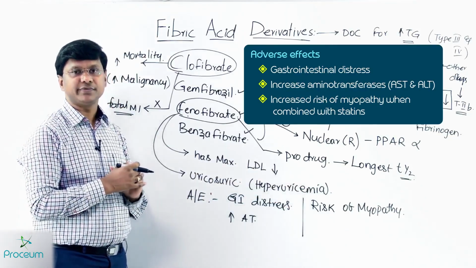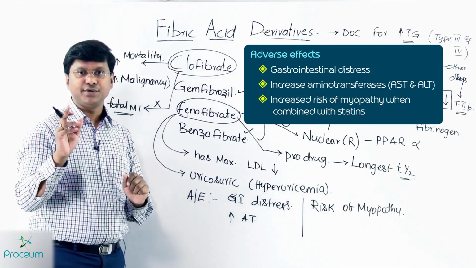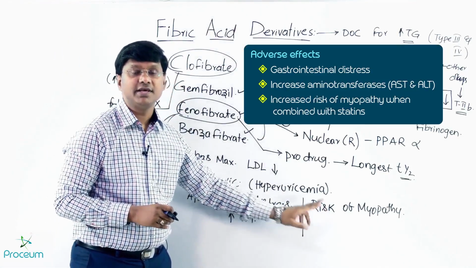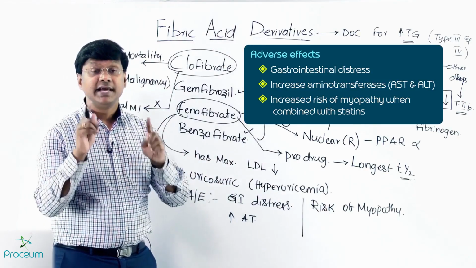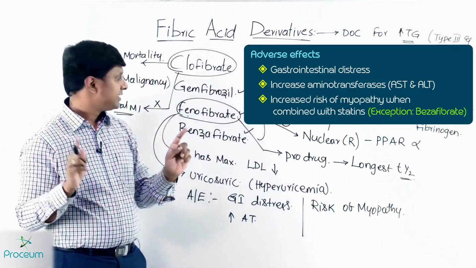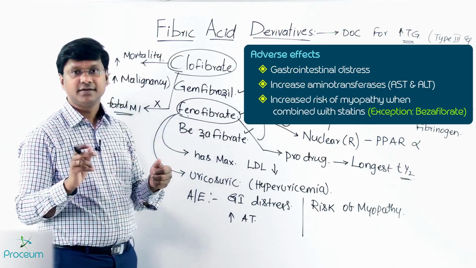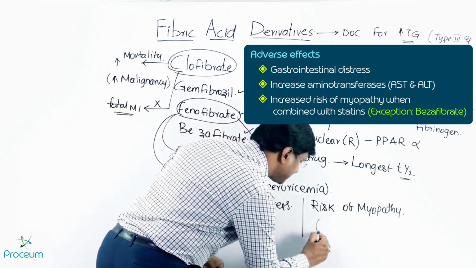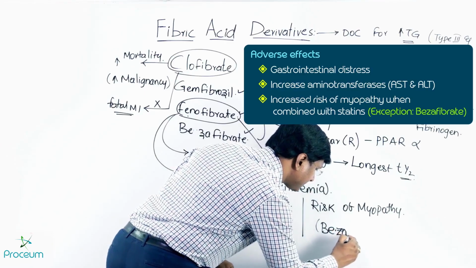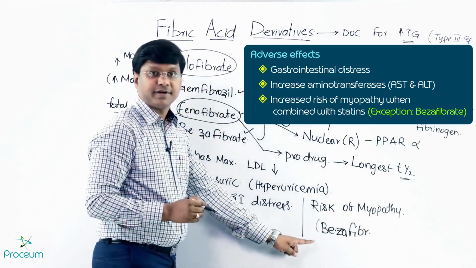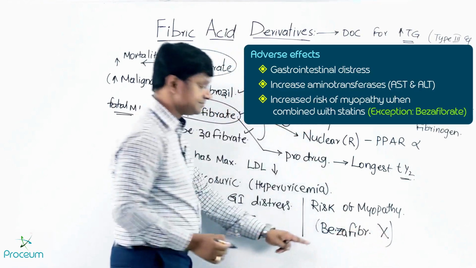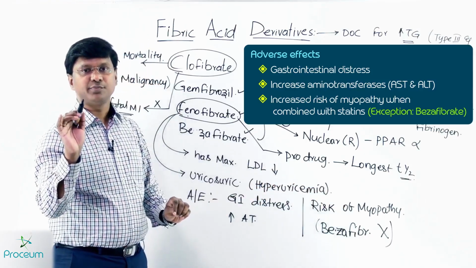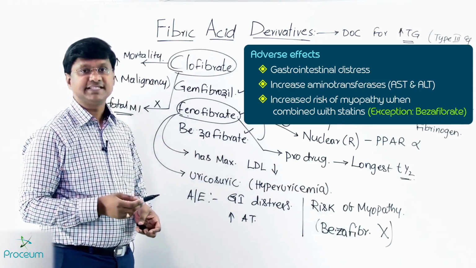There is an important multiple choice question regarding the adverse effects. I have told you that these fibric acid derivatives have an increased risk of myopathy if they are used along with statins, except Bezafibrate. Except for Bezafibrate, all the remaining drugs will increase the risk of myopathy. Remember this point. Bezafibrate will not increase the risk of myopathy. This is a very important point you need to remember about Bezafibrate.